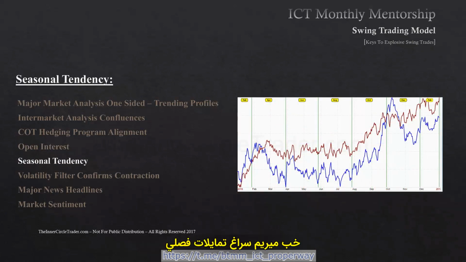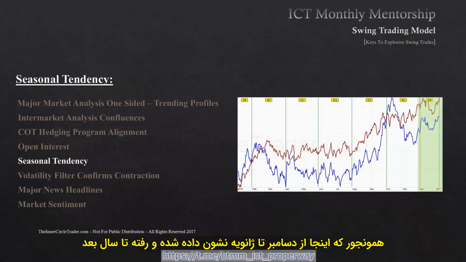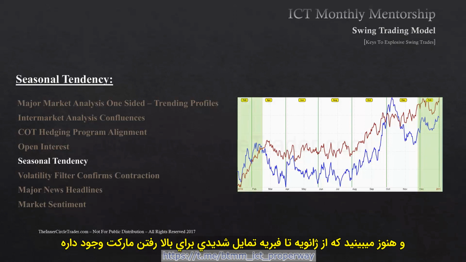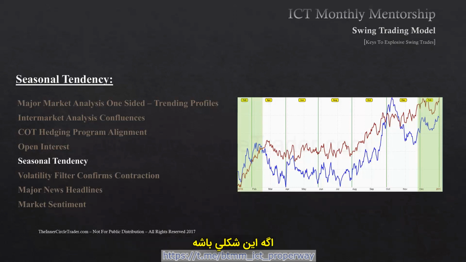Okay, moving on, seasonal tendencies. We want to find, obviously, times when we take a swing trade when the seasonal tendencies are aligned for a movement. So if we have our major market analysis suggesting that there's trending profiles in 2 of the major categories, open interest has declined, we have our hedging program suggesting the commercials are buying, and intermarket analysis suggests that this market is poised to go higher because other markets are confirming that's the case. And we see a seasonal tendency for the market to want to rally, as it's indicated here, December into January. And rolling over to the next year, you can still see January going into February. There's a strong tendency still for this market to go higher.